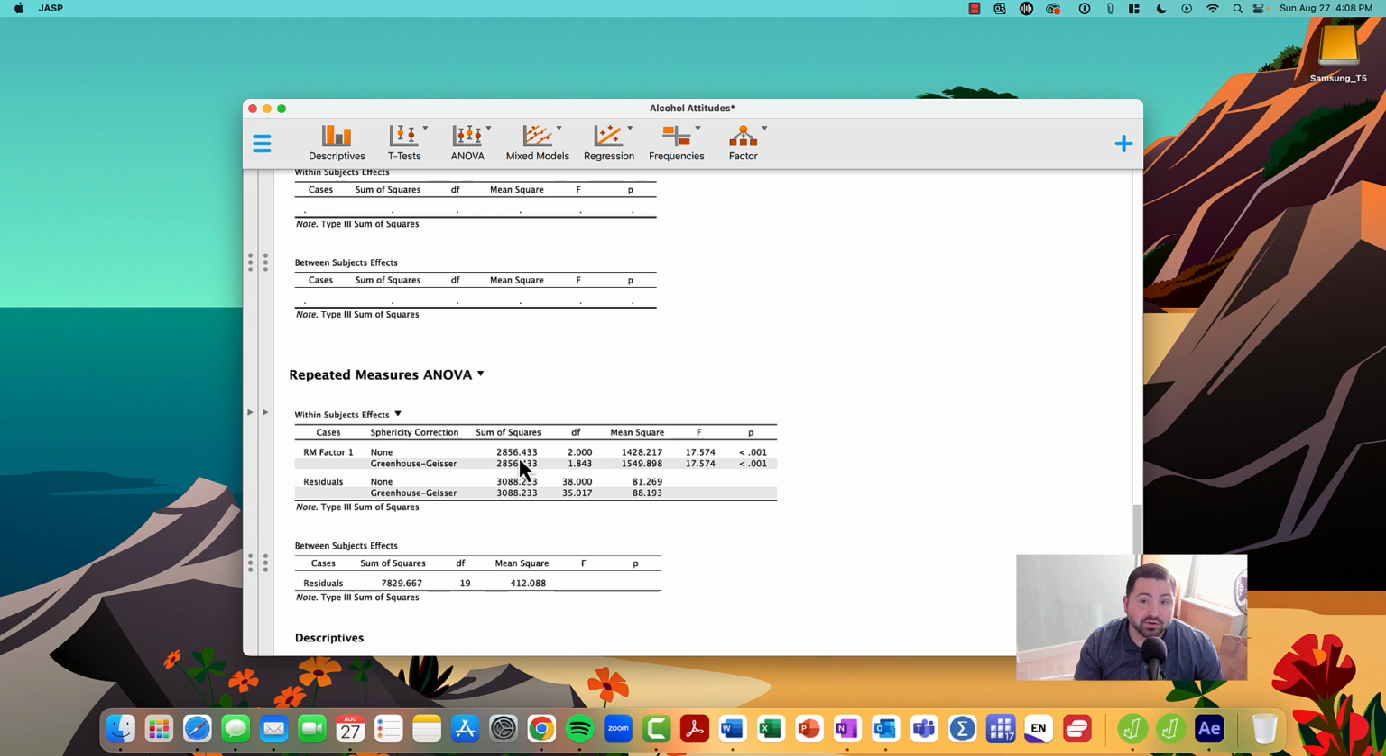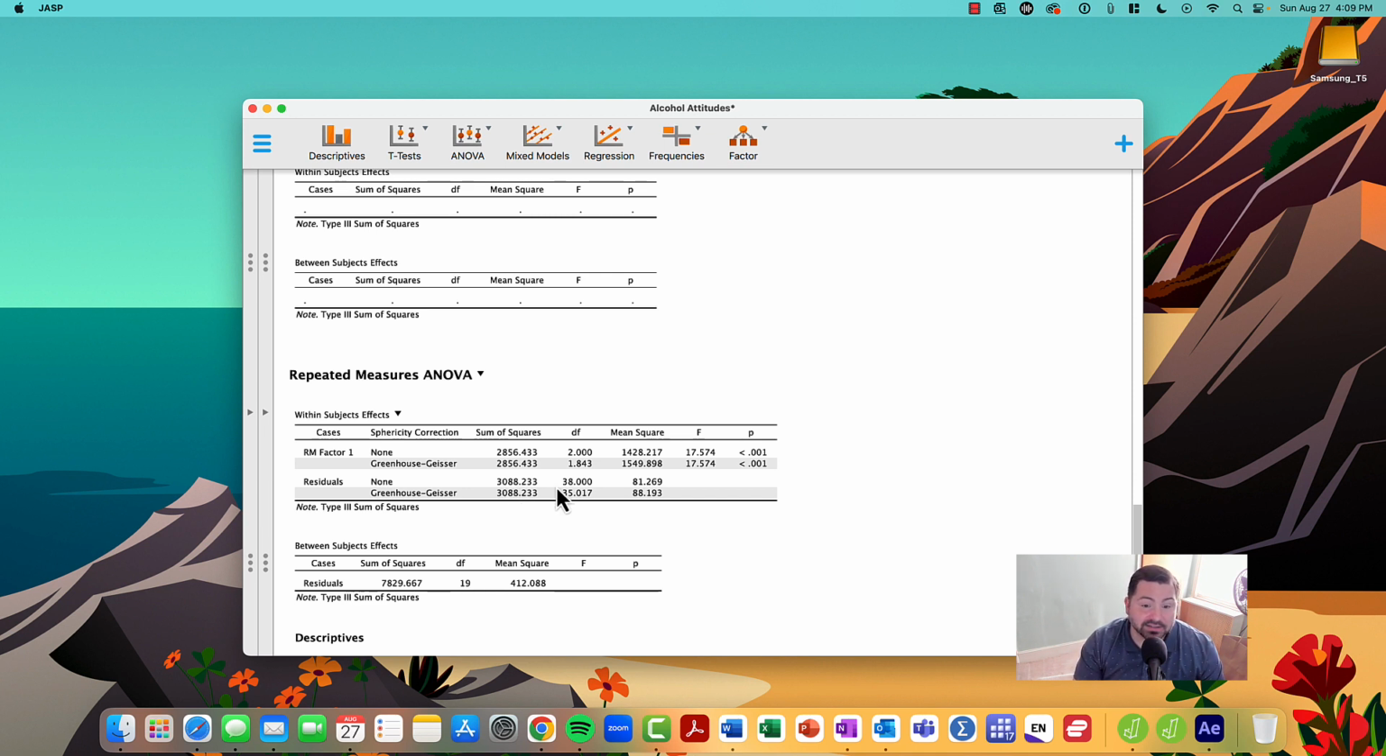2856.433 is the amount of the total variability that is explained by each of the 3 levels for the independent variable. The degrees of freedom would again be determined by taking k minus 1, where k is the number of levels for that independent variable. And so because we have 3 levels minus 1 restriction, we get a degree of freedom of 2. If you took the sum of squares between, divided by its degrees of freedom, you would get 1428.217. And then similarly for the residuals, or the sum of squares within, or the error term, we would find that there's 3088.233 amount of sum of squares left out of the total sum of squares.